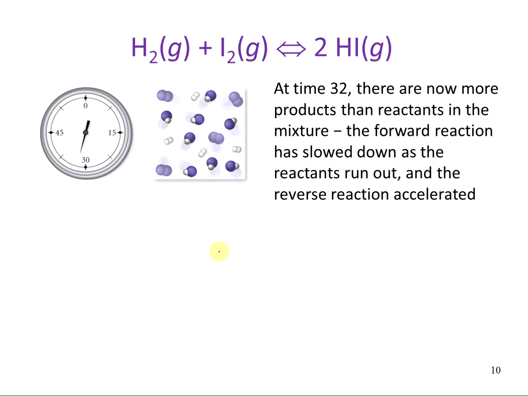At time 32, there are now more products than reactants in the mixture. The forward reaction has slowed down as the reactants run out, and the reverse reaction accelerated. So now we can count 1, 2, 3, 4, 5, 6, 7, 8 of the HI. So we've increased the concentration of our products still.